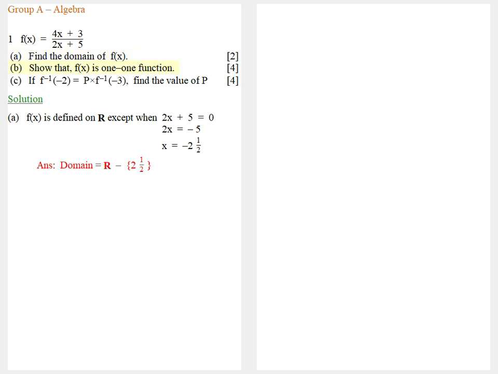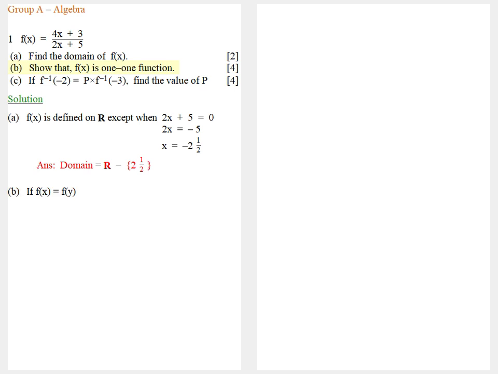In part B, we've got to show that the function f(x) is a one-to-one function. A one-to-one function is a function for which every element of the range of the function corresponds to exactly one element of the domain. To show that a function is one-to-one, we assume that f(x) is equal to f(y), and we see if we can prove that x is equal to y.